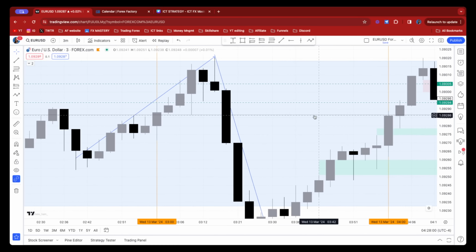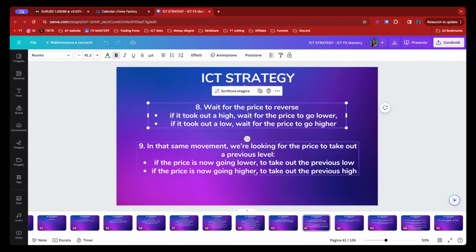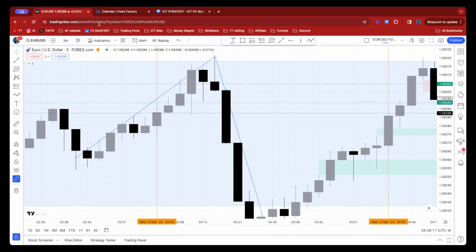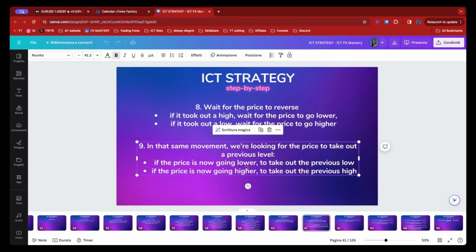I'm going to go here also to the 3 minutes time frame. Well, we want to see the price taking out a previous level in that same movement. So in this movement of the price, we want the price to take out a previous level, in this case a previous low, which we have here. This candle, you see, higher, this higher, so this is the low that we want to see the price taking out. And the price does that in this movement, which is perfect. So for us, this is then a check.